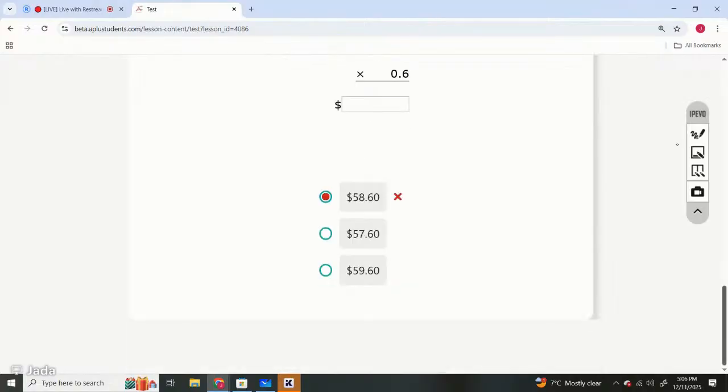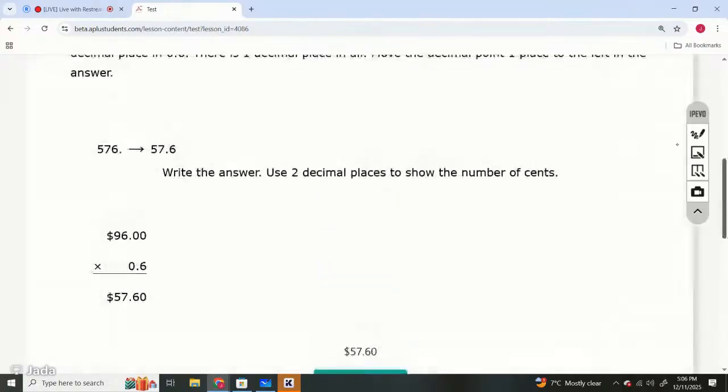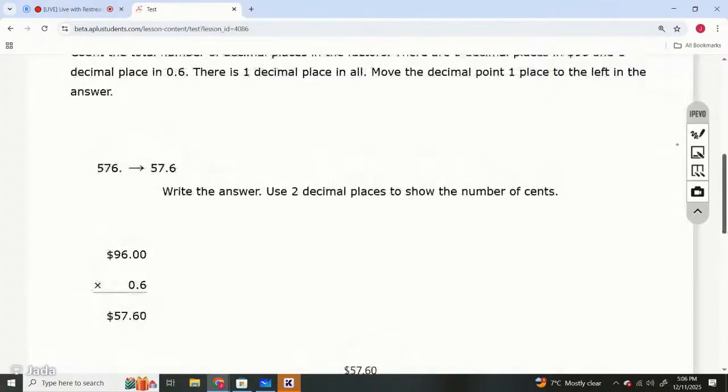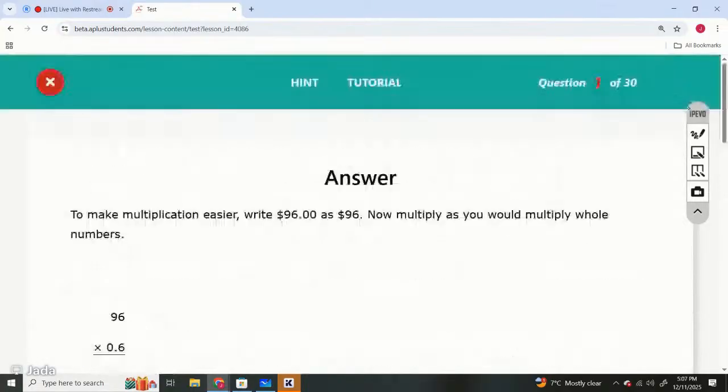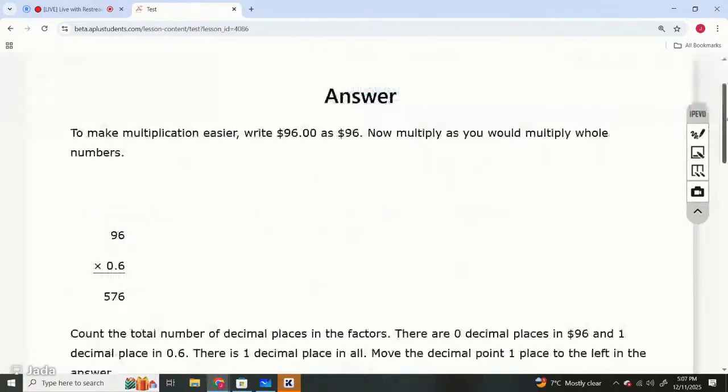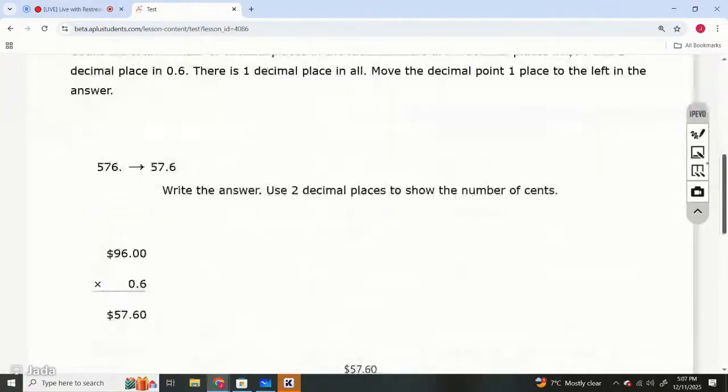That is 57.60. Okay, let's just start with the next one.